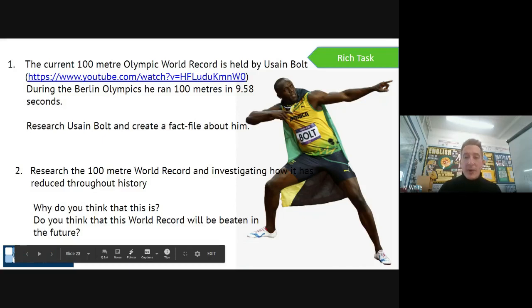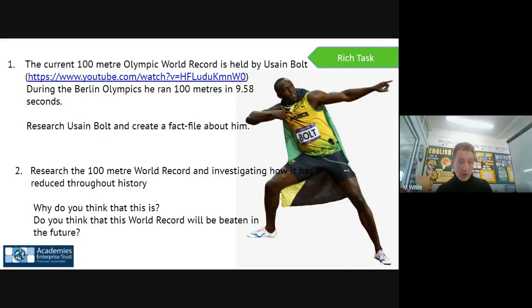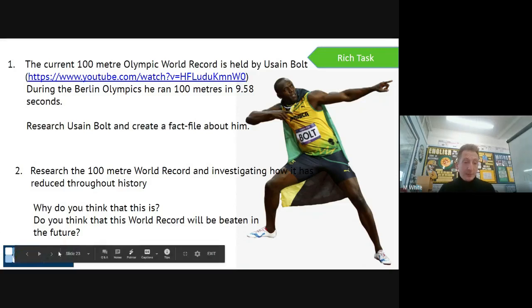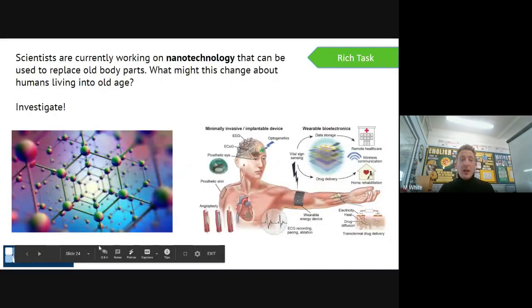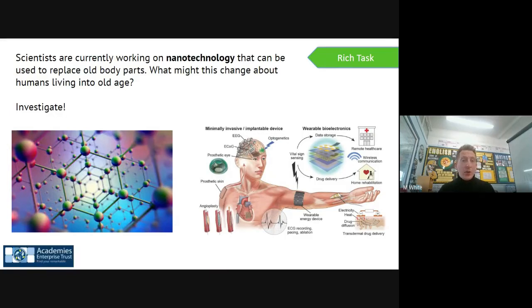And that would be interesting because next week as well is Science Week, which talks about different STEM things. So has technology allowed people to go quicker as well? Finally, scientists are currently working on something called nanotechnology that can be used to replace old body parts. So what might this change about humans living into old age?